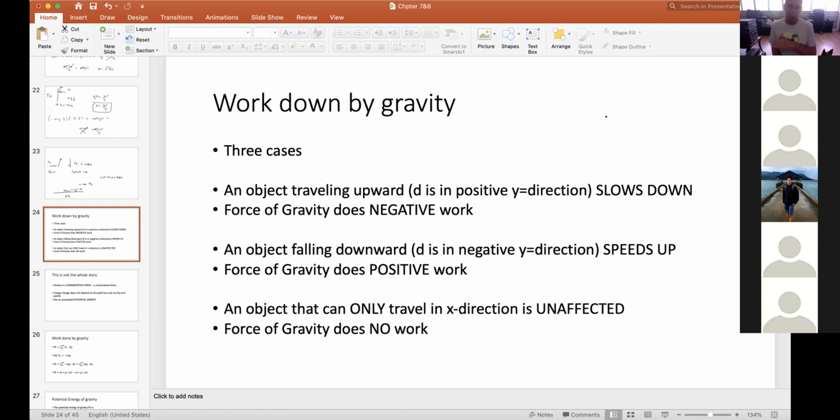Now, if the object only travels in the x direction and gravity is in the y, then it's unaffected by gravity, right? The force of gravity can't be doing any work to the object because it's not speeding it up or slowing it down. So if its y displacement doesn't change, gravity did no work.